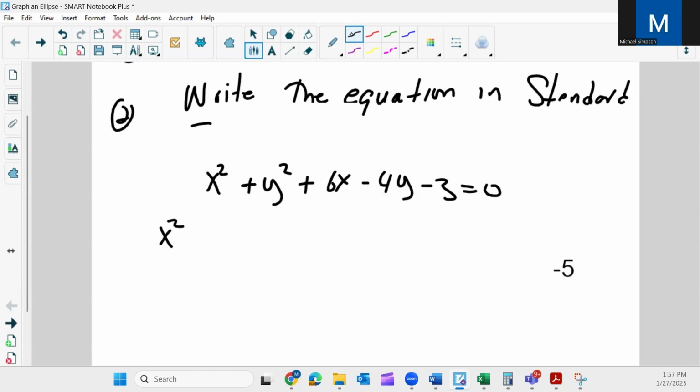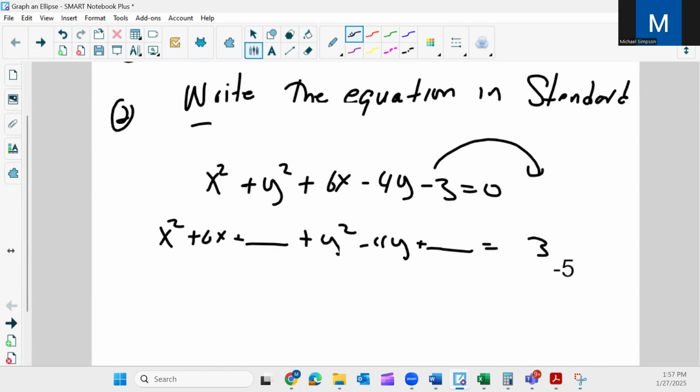That gives me x squared plus 6x plus a little space right there, plus the y squared minus 4y, plus a little blank, and then I'm going to move the constant to the other side. That gives me 3. Okay, now with completing the square, I'm going to find the b value. I'm going to take the b value here, which is 6, and divide it by 2. So 6 divided by 2 is 3. I'm going to have an x plus 3 squared here. That's 3 now. I'm going to square it. That gives me 9. So I'm going to put a 9 on the other side.